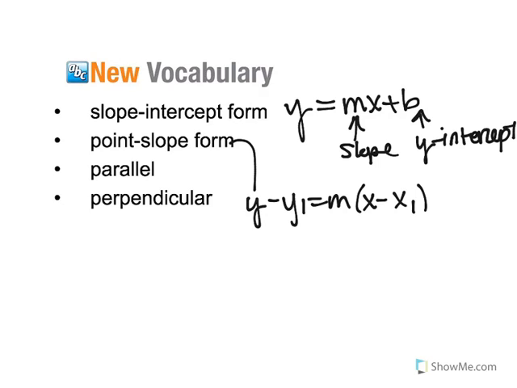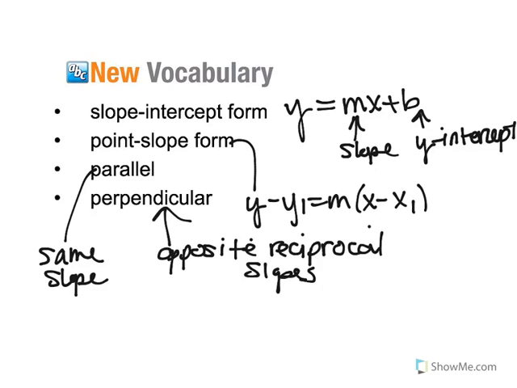Now, the x1 and the y1 are going to be a normal point that you're given, and your m will be given as well. So of the 5 variables that you have, 3 will actually be replaced with numbers. You leave the regular y and the regular x alone. Parallel lines have the same slope, and perpendicular lines have opposite reciprocal slopes.